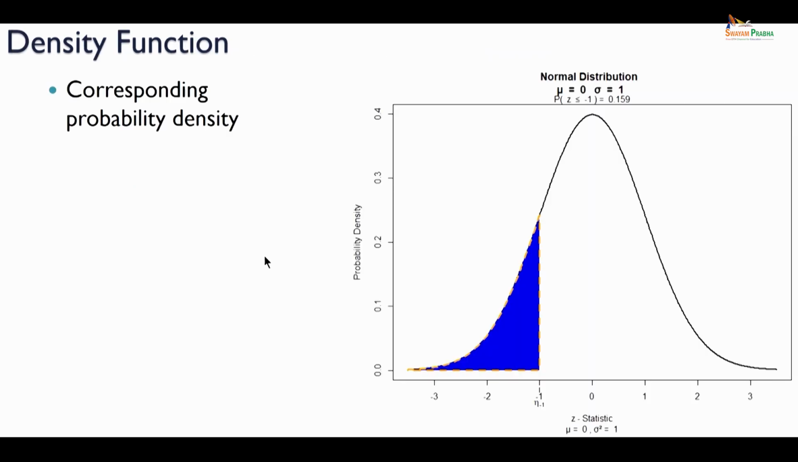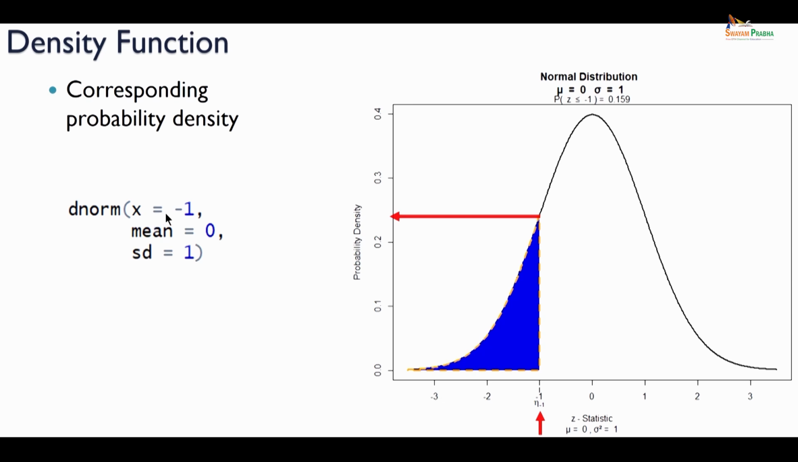Now let us look at a density function. What the density function really does is, given a start value, it finds the corresponding probability density. The prefix letter is d, and since it is a normal distribution I am using norm. So, it is d norm.